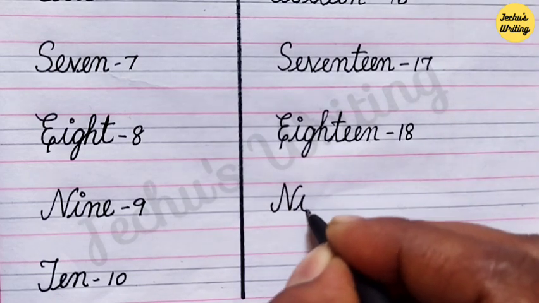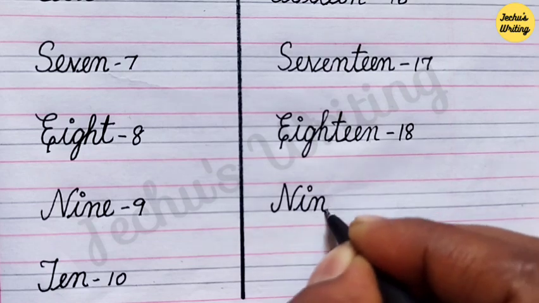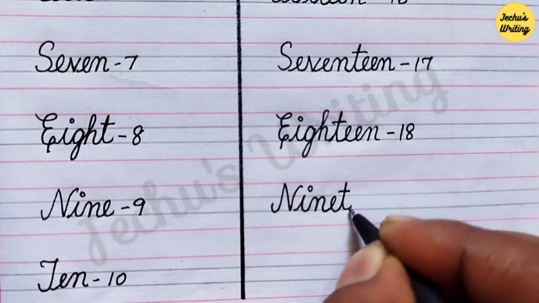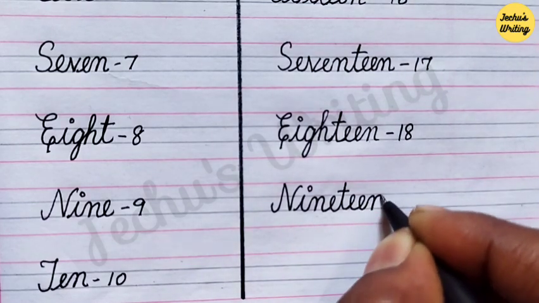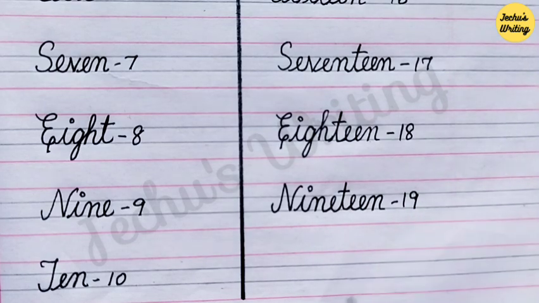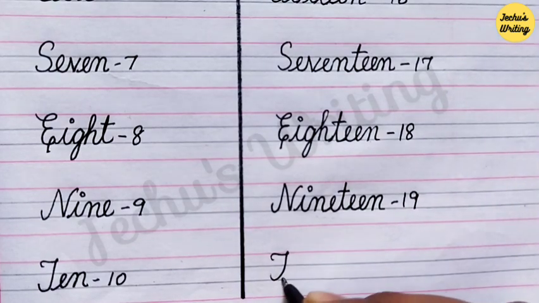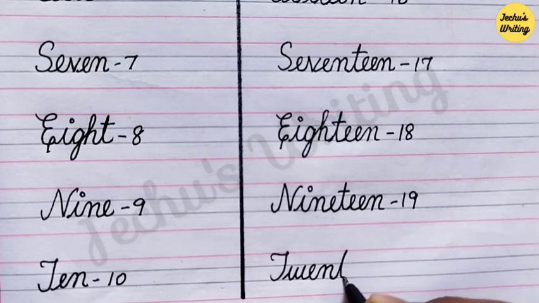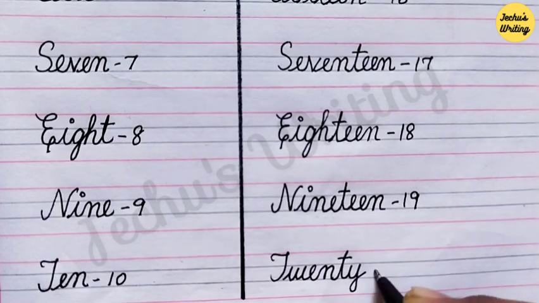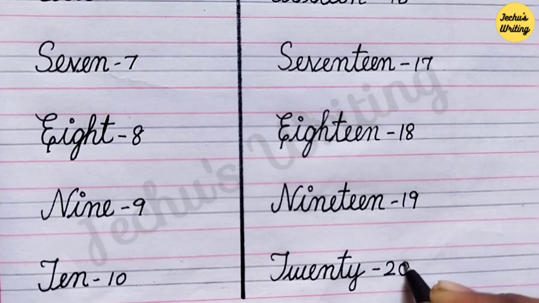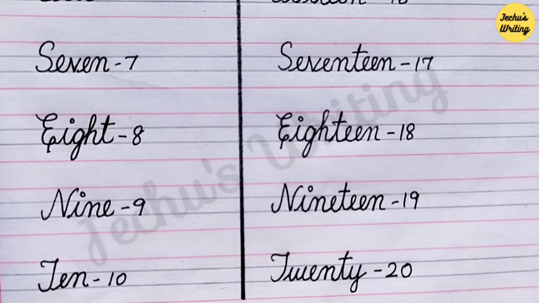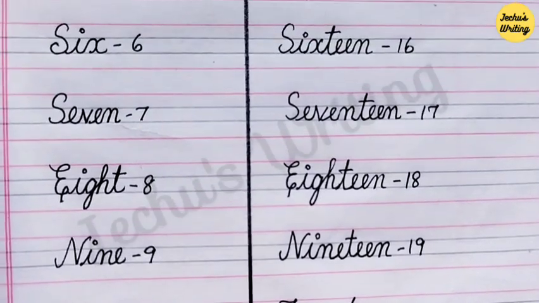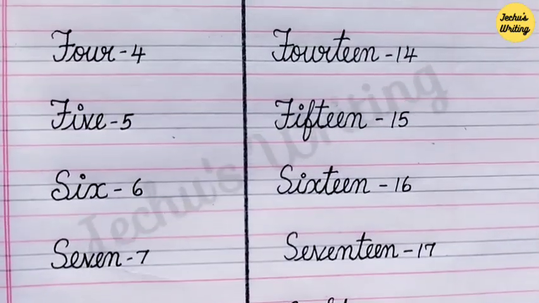N I N E T E E N, 19. T W E N T Y, 20. This is the cursive handwriting number names 1 to 20.